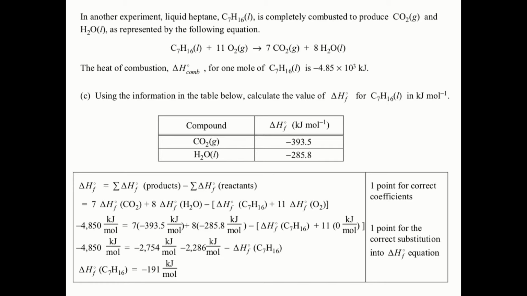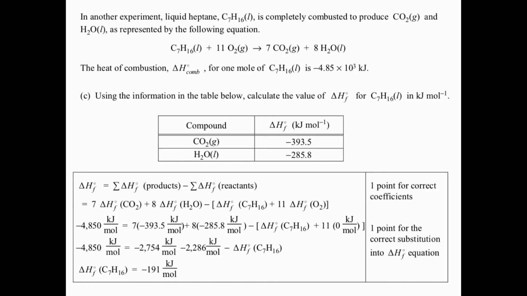Okay? Well, if you look at the overall reaction, I am given the heat of formation of water, that's one of my products. I'm given the heat of formation of CO2. The heat of formation of oxygen is 0, and it's asking me to solve for the heat of formation of C7H16. Well, I know that my overall heat of reaction is negative 4.85 times 10 to the third. So I can just plug this in, taking products minus reactants. Okay. I have negative 4,850 is my total heat.